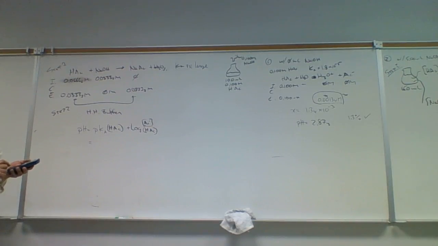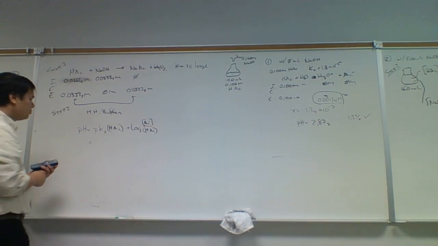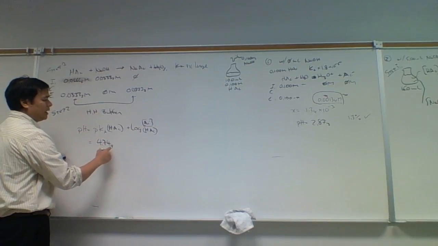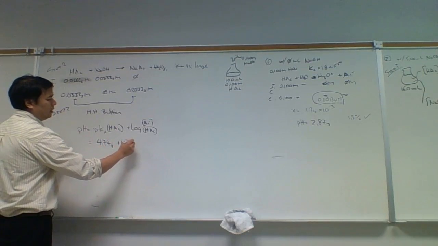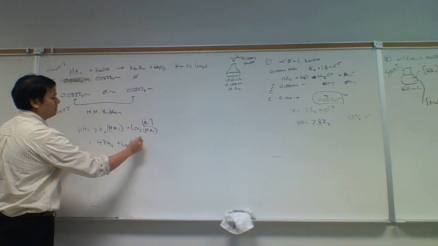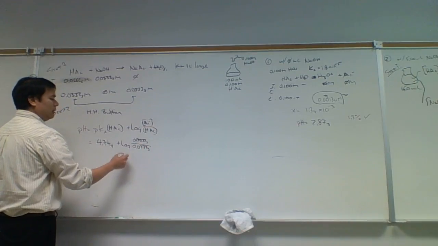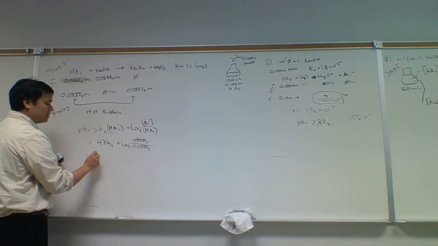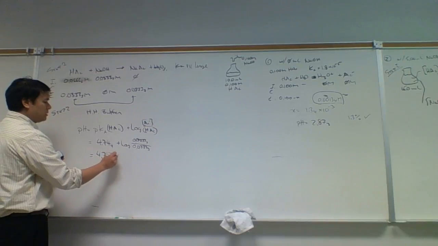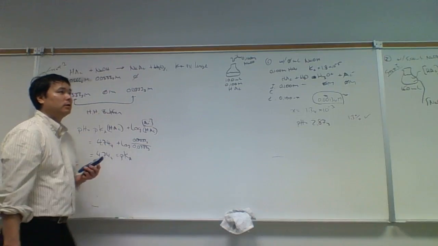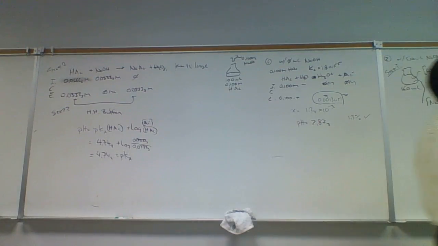Well, here it is. 10 to the negative 5, 4.744. So 4.744 would be the pKa plus the log of 0.0333 over 0.0333, which is 1. Log base 10 of 1 is 0. And so, in other words, at the half equivalence point, the pH is equal to pKa. And so this is what they're showing here. At the half equivalence point, the pH is equal to pKa.